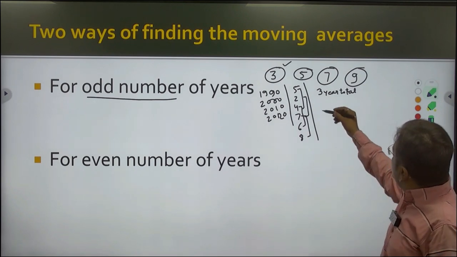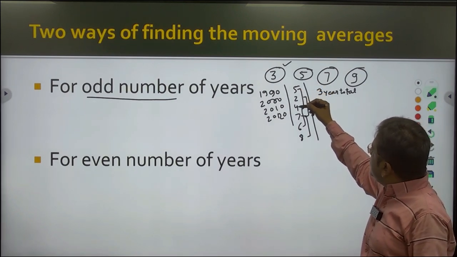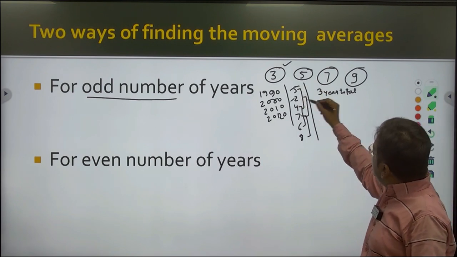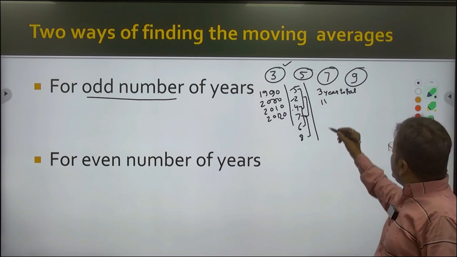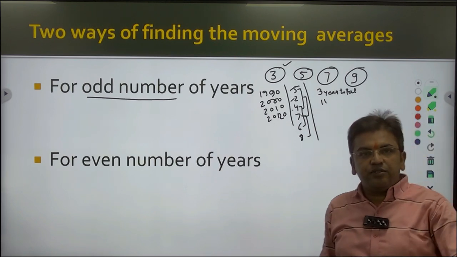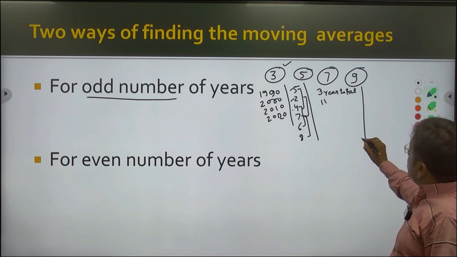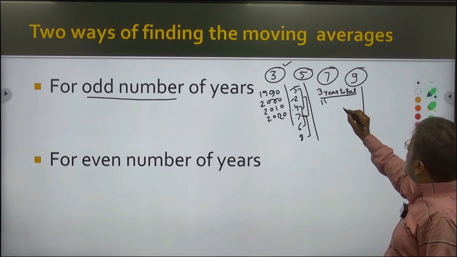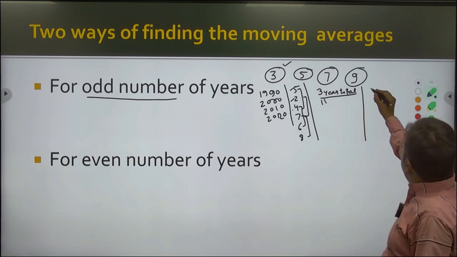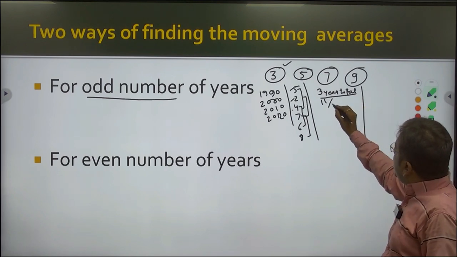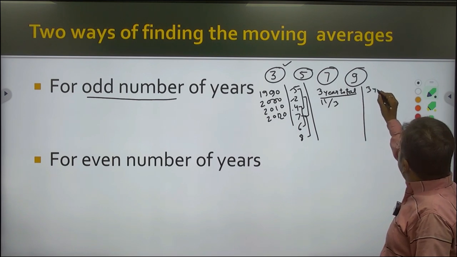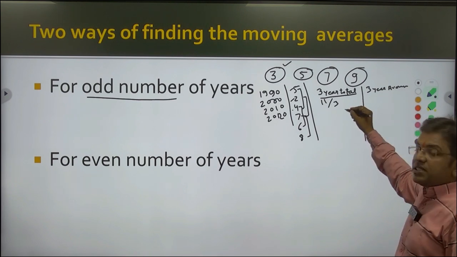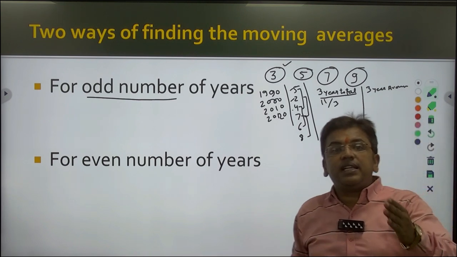So for the first value, 5 plus 2 is 7, 8, 9, 10, 11. The first value will be 11 because 1, 2, 3 is taken over here. So like this you are going to calculate the different values. Then you have to take out the average, meaning the 3 year total you have taken here, and now you are going to divide the total value by 3. The 3 year average is divided over here, and you will get the trends.